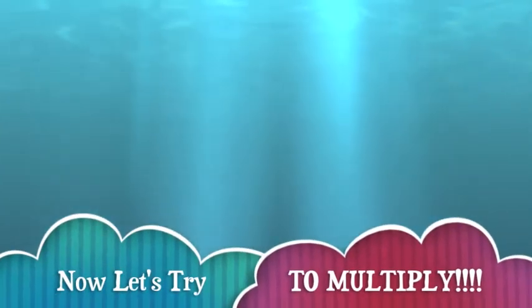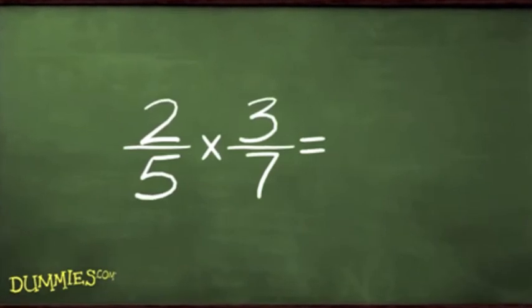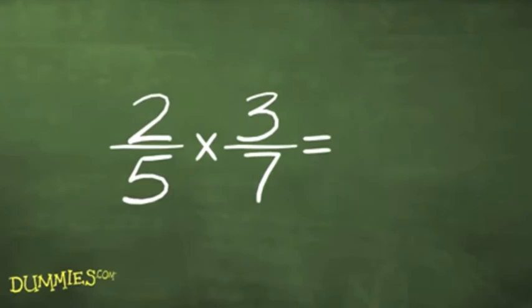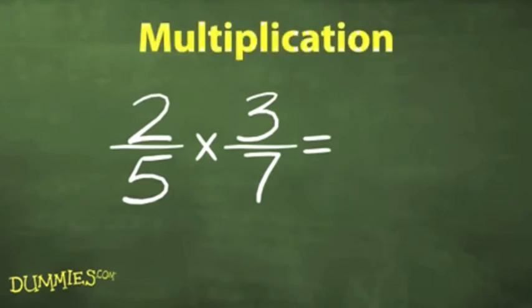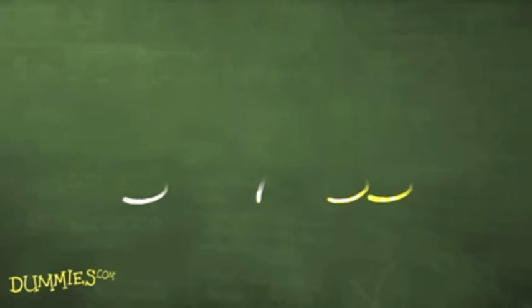Now let's try to multiply. It may seem a little weird, but multiplying and dividing fractions is actually easier than adding or subtracting them. Just 2 easy steps and you're done. To multiply 2 fractions, multiply the numerators, or the numbers on top, to get the numerator of the answer. Then multiply the denominators, or the numbers on the bottom, to get the denominator of the answer. In this case, the answer is 6 over 35.